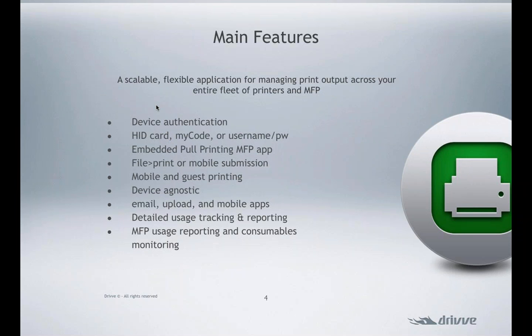So the standard features of Drive Print are pretty similar to what they were before. Device authentication, self-association of cards via card reader, embedded pull printing application, mobile printing, email printing, detailed usage and tracking for who's printing what, when, and where. And some of the new features here we'll go through, but one of the big ones is a full MFP usage and consumables monitoring, so that the dealer and the customer can monitor the consumables of the device as well as their status.